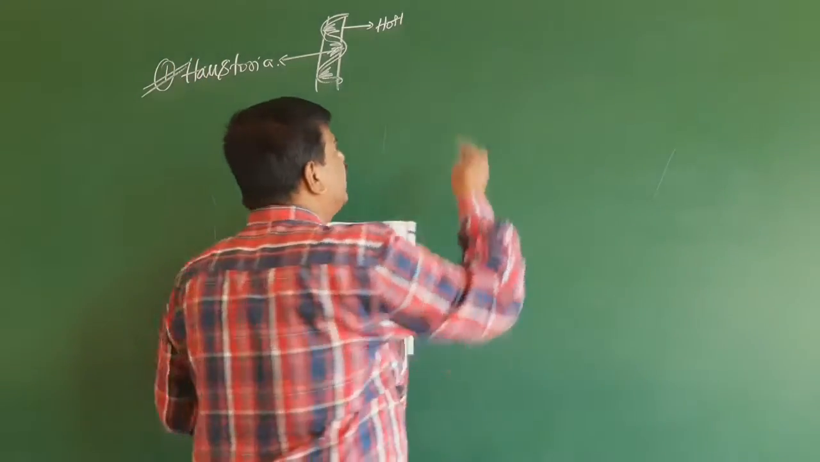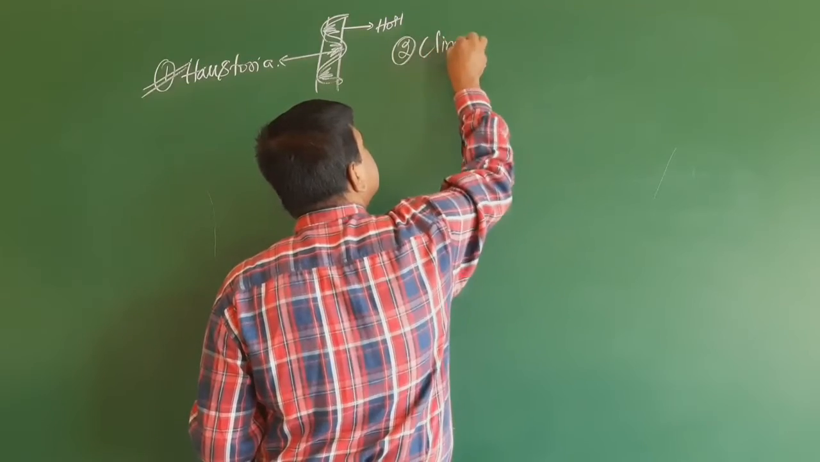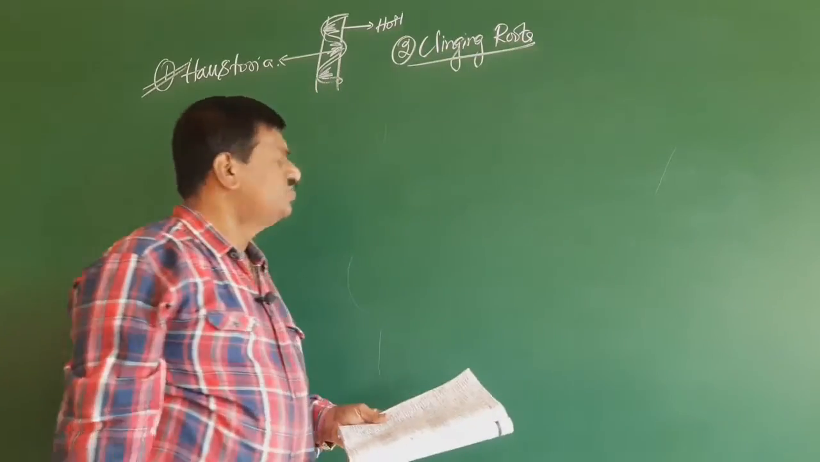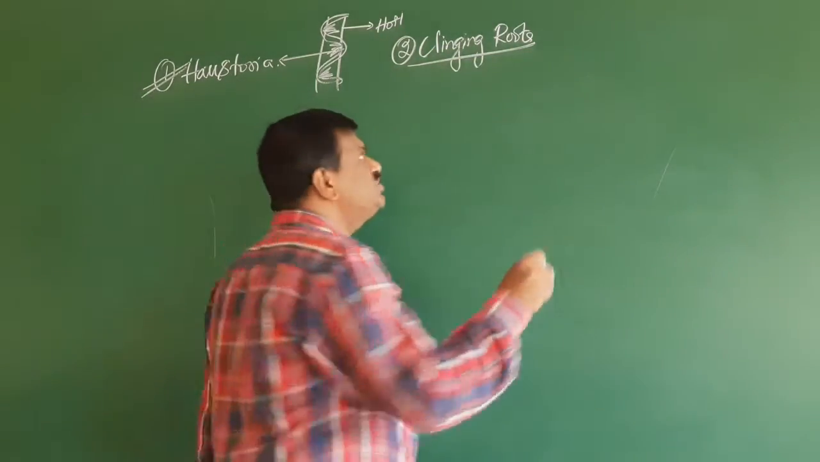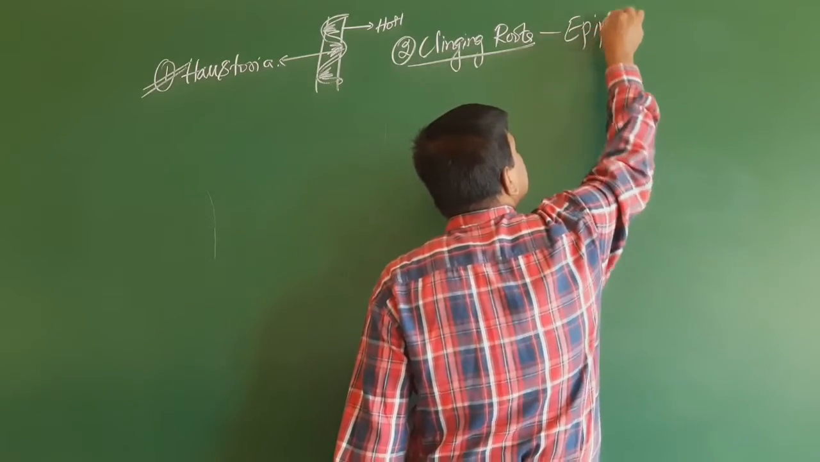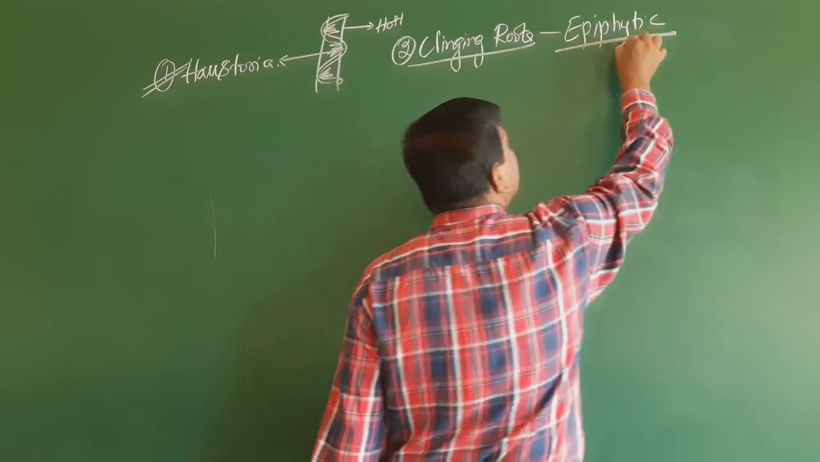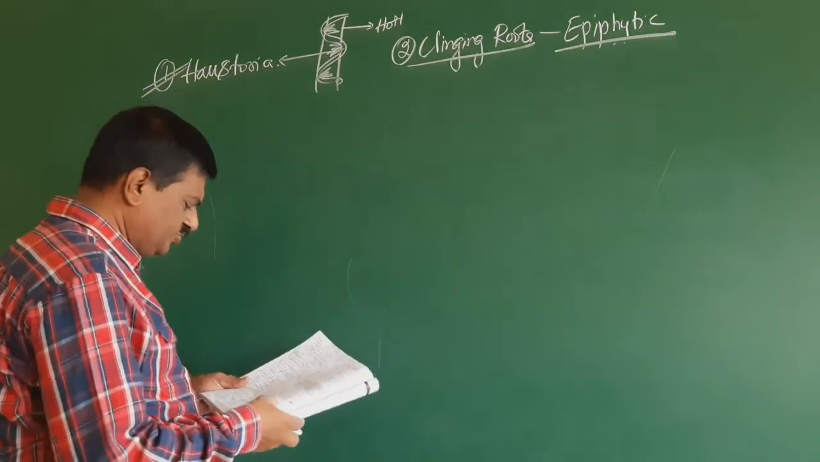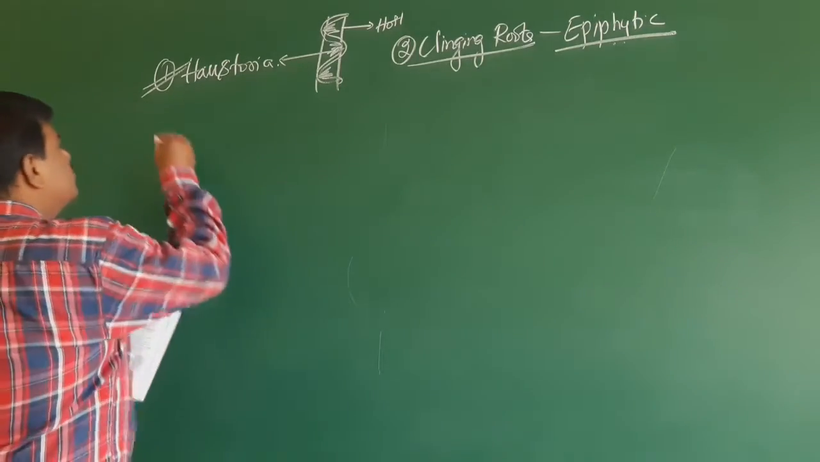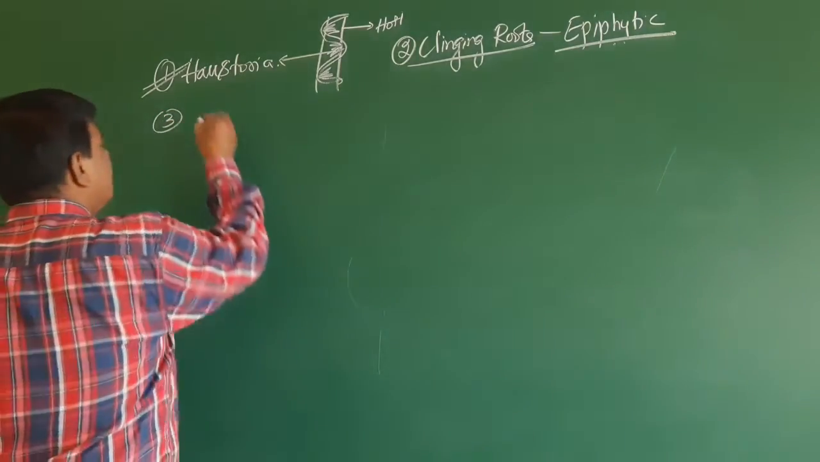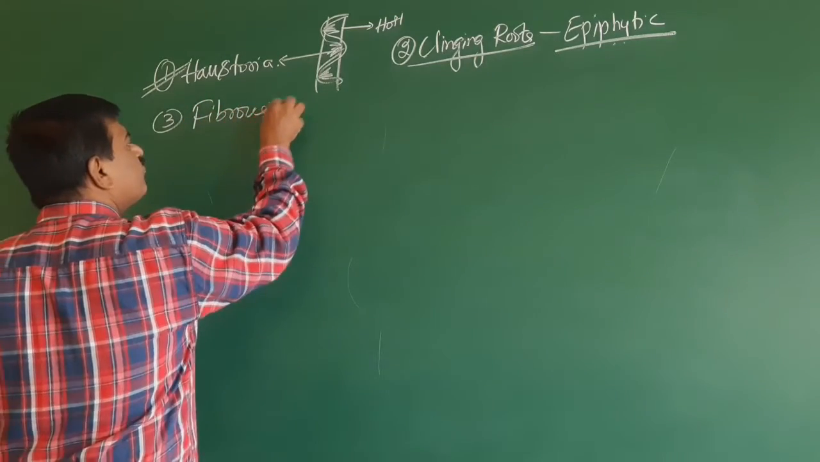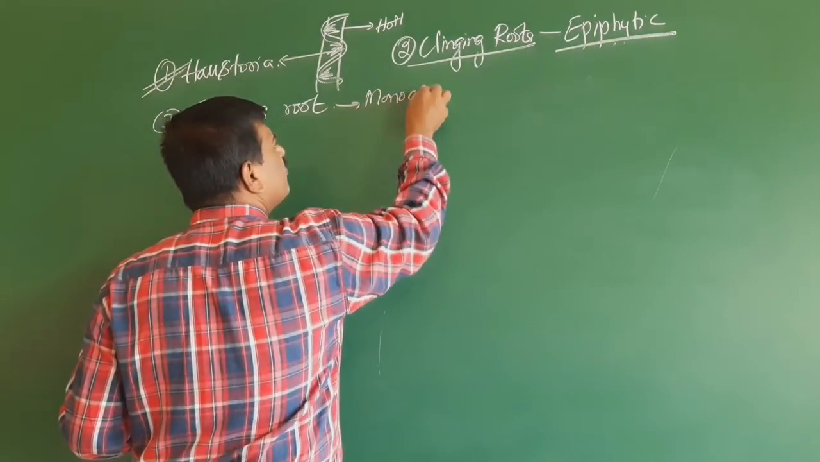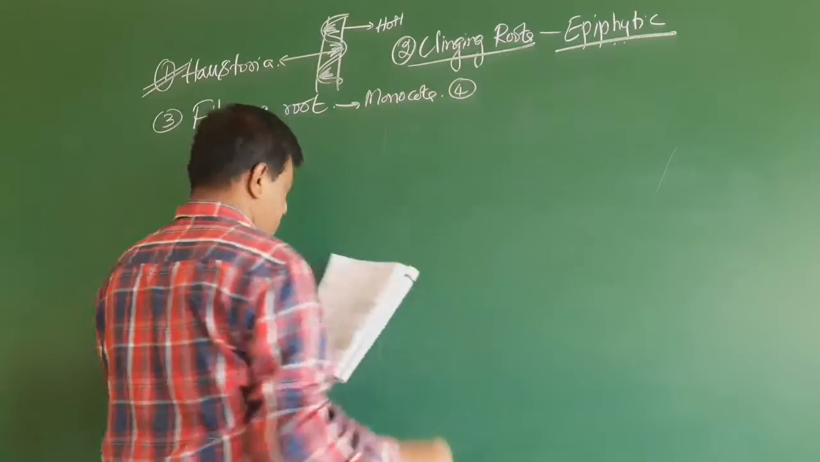So we go for the second option called as clinging roots. So these clinging roots are always present in the epiphytic plants. Epiphytic means which depends upon other plant. They take a support on the other plant, hence it is called as epiphytic. You can see clinging roots have been present. So when we go for the third one, it is called as fibrous root. So this fibrous root is always present in the monocots. So this is not the answer.